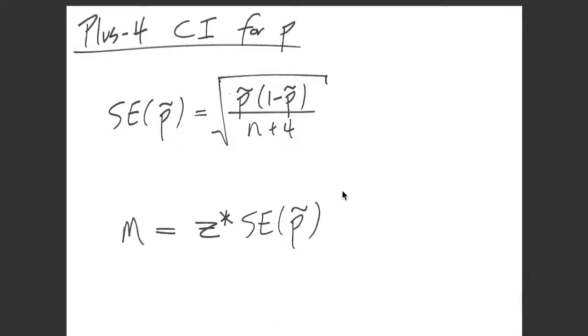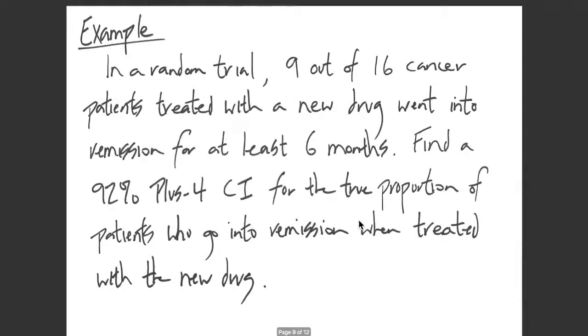Once you have that, you simply go through the ordinary large sample methods, but applied to the new augmented data set. So the standard error of P tilde, the +4 estimate, is the square root of P tilde times 1 minus P tilde divided by the +4 sample size, which is N plus 4 instead of just N now. And then the margin of error is computed just as before, a critical value from the standard normal distribution times the standard error. So let's see how that works out in an example.